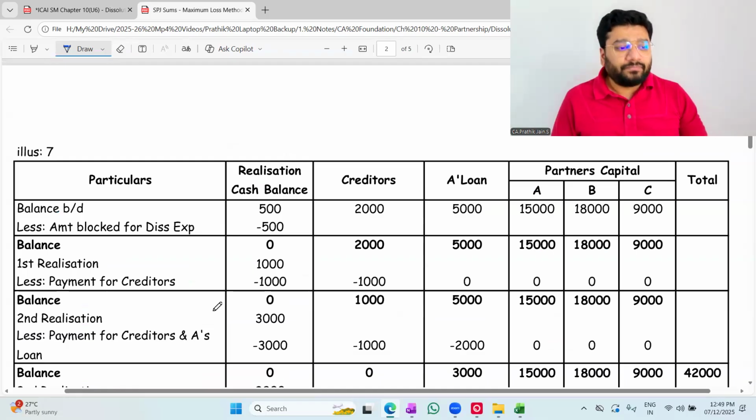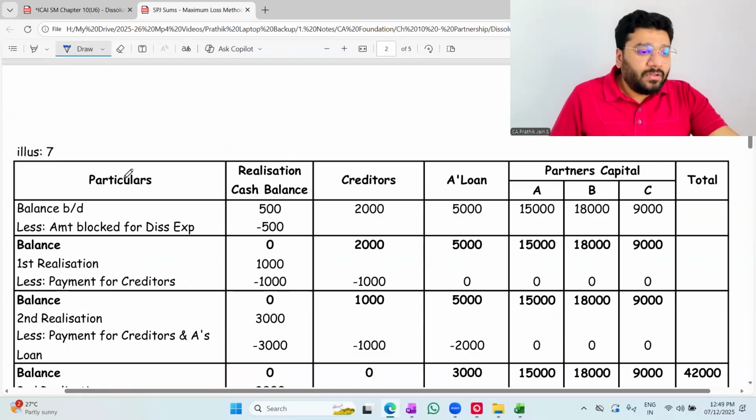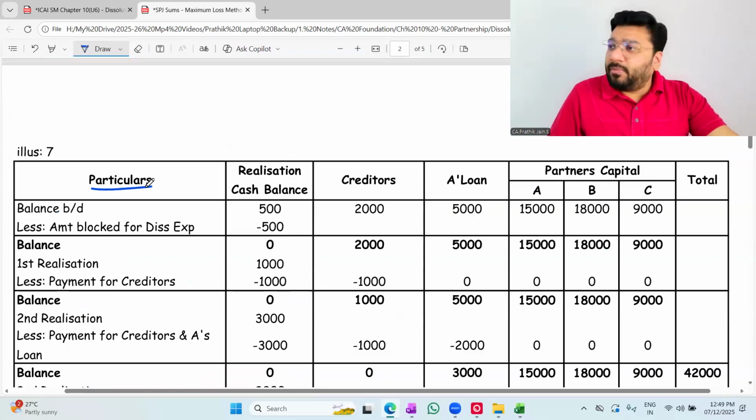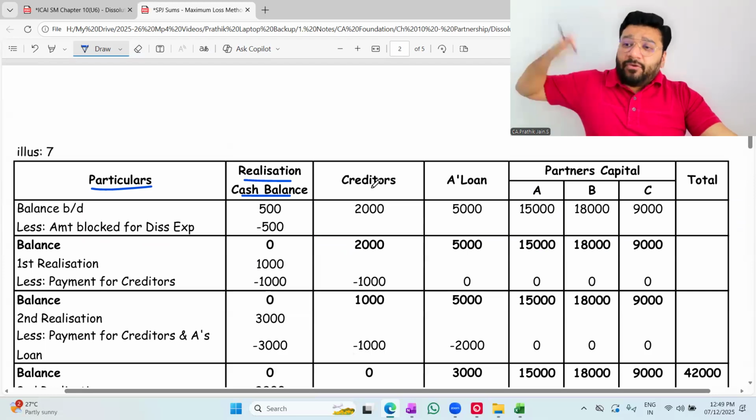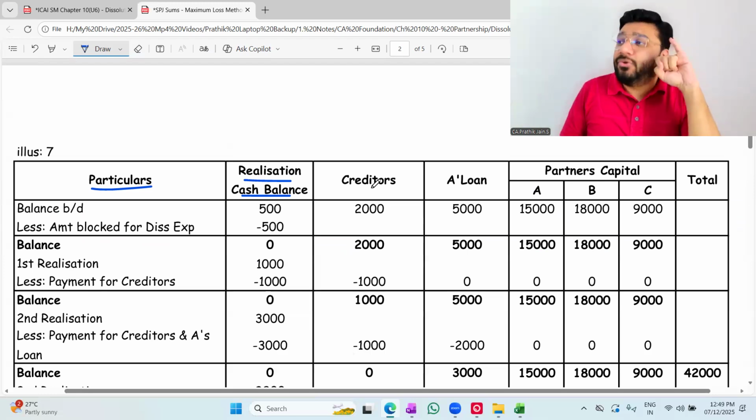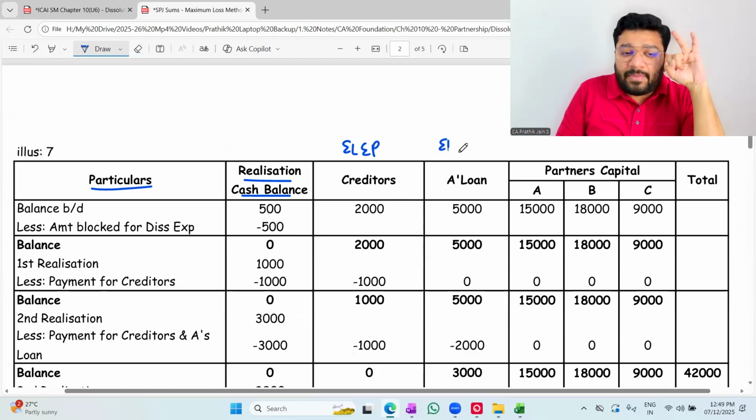Can I continue? Now, first column, particulars column. Next column, realization, cash balance. Then next column, how much money you have to pay. I have to pay money to the creditor. So this is external liability, external person, so first column for him. Then external liability, internal person, second column for him. Then internal liability, internal person, for partners capital. Have you prepared like this?